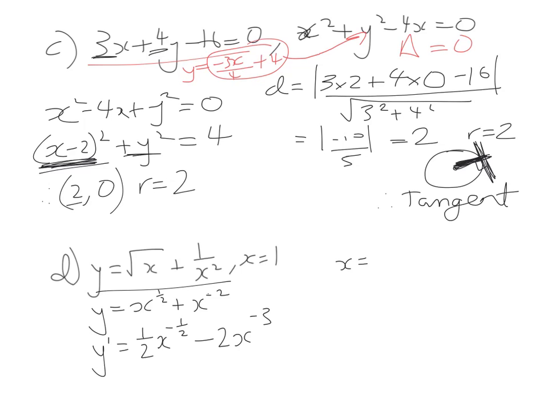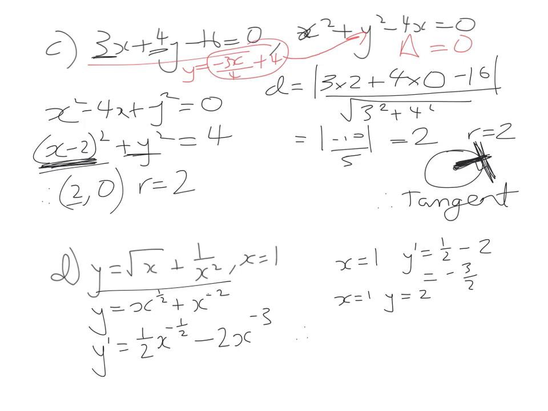Now if we sub x equals 1 into that, 1 to the power of anything is still 1, so we get half minus 2 times 1 to the negative 3, which is still 1, so therefore that is 2. So we get negative 1.5, which is negative 3 on 2. Now, also when x equals 1, we need to find what y equals from the original. So the square root of 1 is 1, 1 over 1 squared is 1, 1 plus 1 is 2.